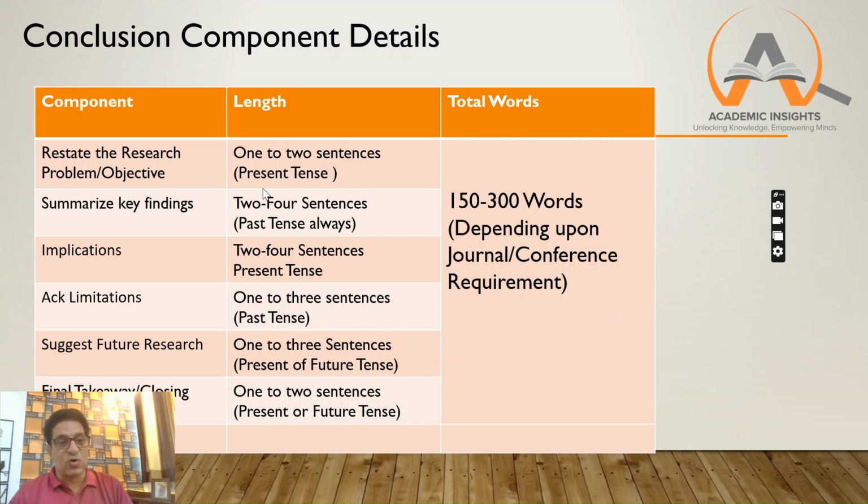So first is about stating your research objective or the research problem. You have to write it in one or two sentences, and it should always be in the present tense. And key findings should always be in 2 to 4 sentences, because this is the main contribution of your study, and you have to write this in the past tense always.